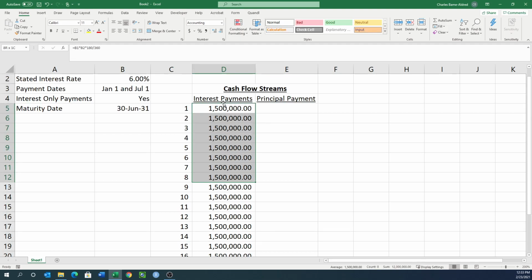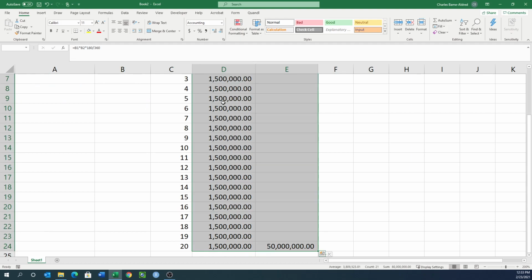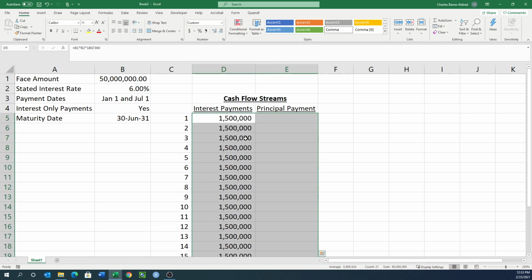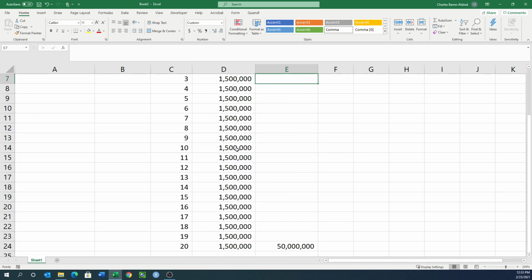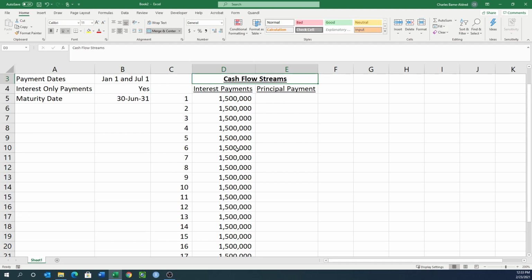So what I've got here is all of my interest payments and my principal payment. So this is my cash flows. These are my cash flow streams. Now I want to figure out, well, that is what I'm contractually obligated to pay. But how much money is someone going to give me today for this?